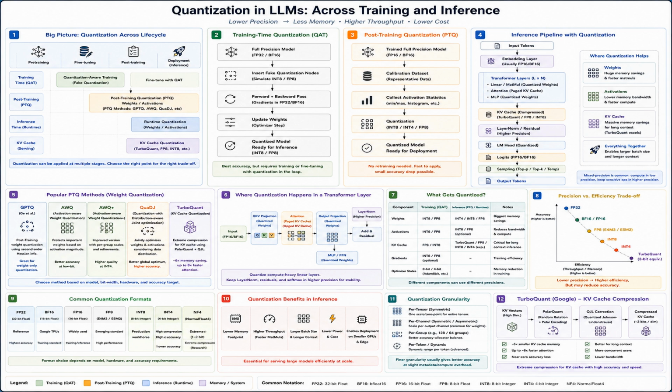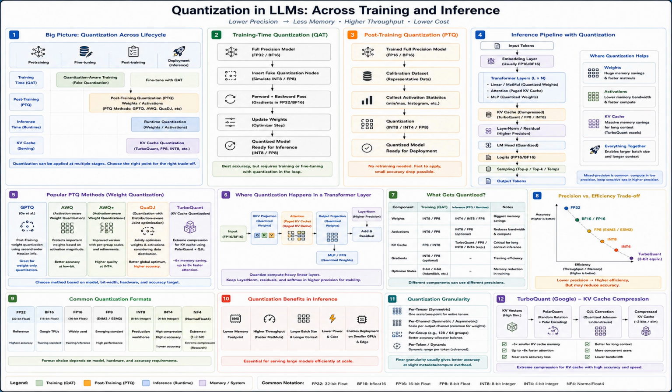This is where most modern methods come in. After training, a model is quantized using calibration data. Now, instead of simple int8, there are some advanced methods like GPTQ, which optimizes weights using second-order information, AWQ, which focuses on preserving important activation patterns, and QuadJ, which jointly optimizes quantization across layers and data distribution. These methods significantly improve accuracy at low bit width like int4.